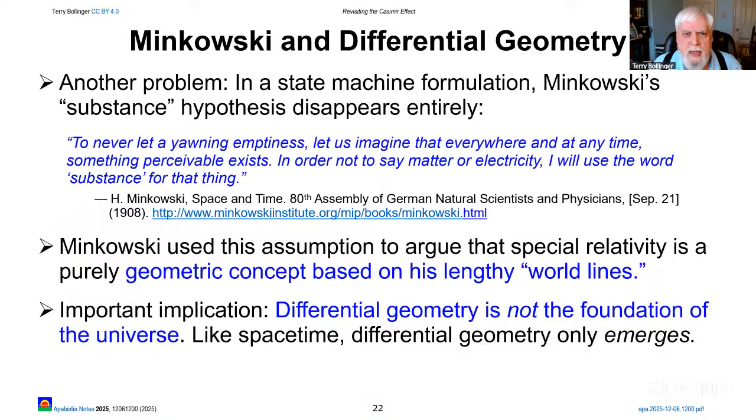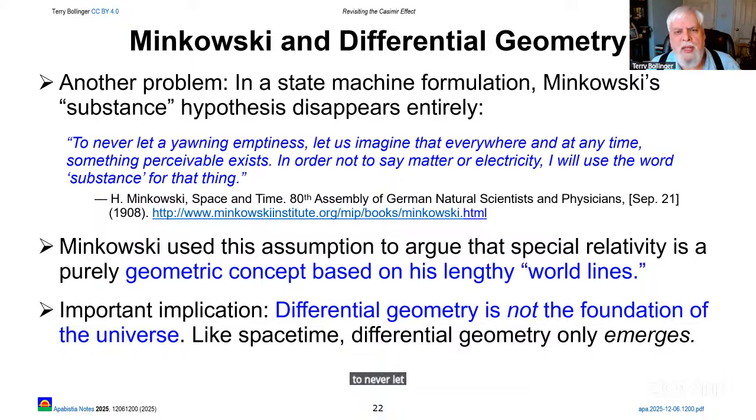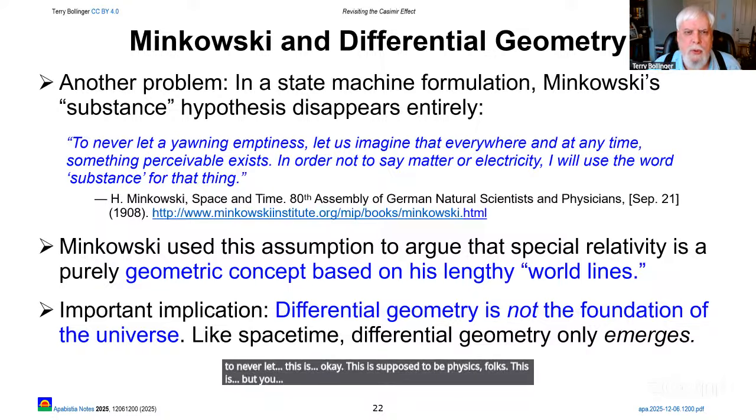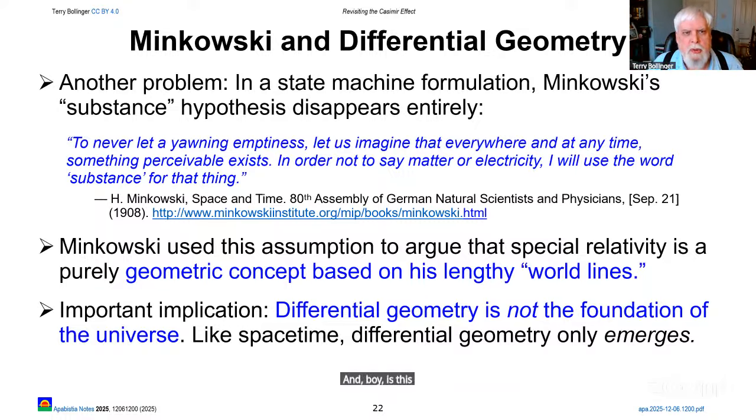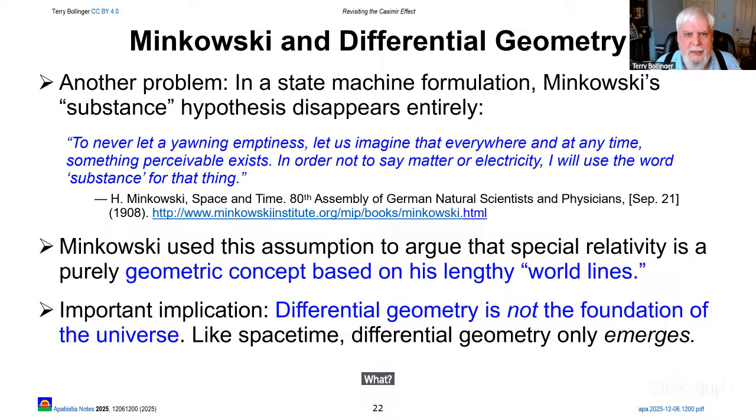I'm going to pick on Minkowski again. Differential geometry. To never let this is okay. This is supposed to be physics, folks. But sometimes physics just kind of goes to the point of saying, I'm just going to say something. And boy, is this ever an example. "To never let a yawning emptiness, let us imagine that everywhere and at every time something perceivable exists." What? Why? Where'd you get that? Where did that come from? If you said that in space, you would make every particle into a giant block that occupied all of the universe. Why do you get to do it with time?